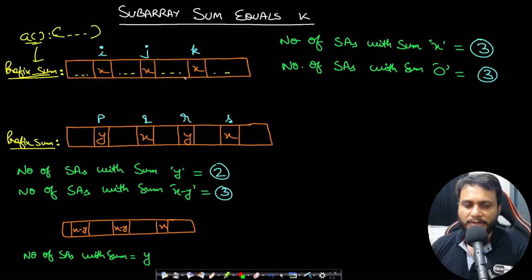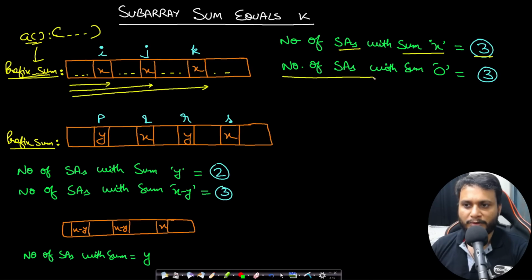Now if I ask you, based on this information, tell me the number of subarrays with sum equal to x, then you will say that this is one subarray with sum equal to x, because prefix sum means from the beginning you are adding the sum, right? This is another subarray, and this is the third subarray, right?